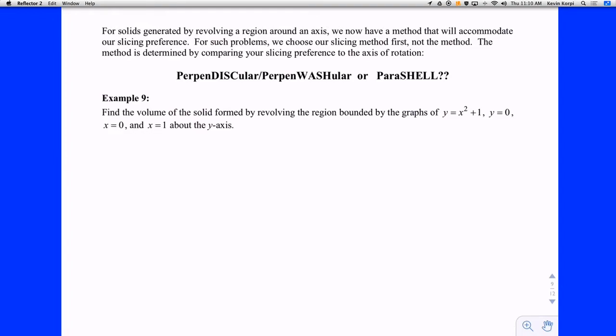So here we go on example 9. Find the volume of the solid formed by revolving the region bounded by those graphs about the y-axis.